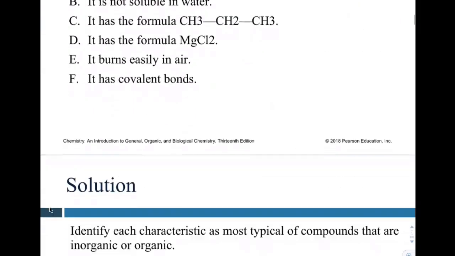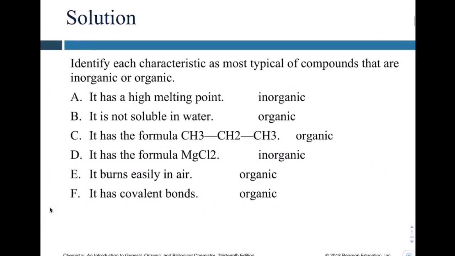Alright, so here are your answers. If it has a high melting point, that's inorganic. When I think about a high melting point, think about table salts. If you've ever used table salts on food, or like the coarse rock salt on something, and you cooked it, you could probably still feel the crunch of that salt. It didn't melt. But if you were to take sugar and you were to put it in the pan, then it would probably melt. So that's kind of the difference between inorganic and organic.